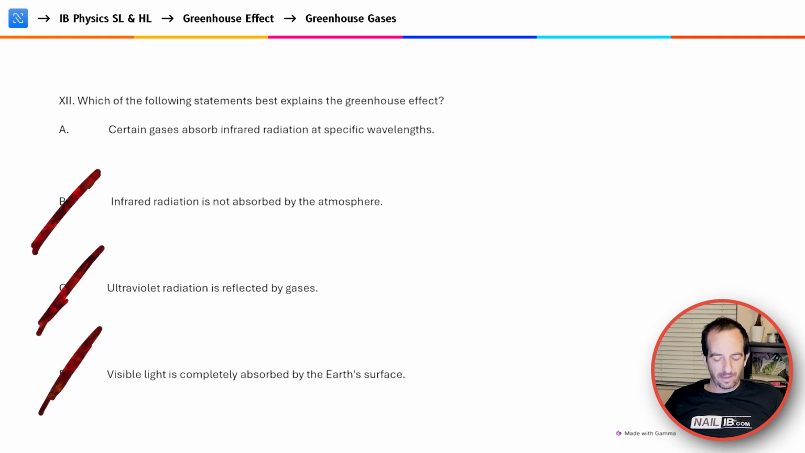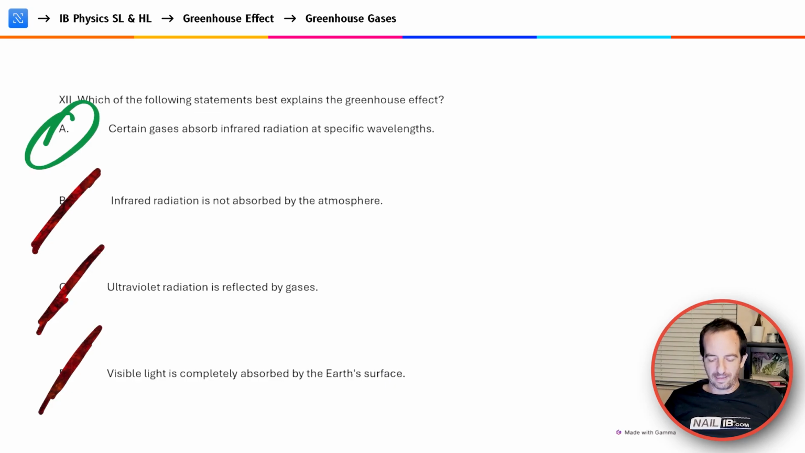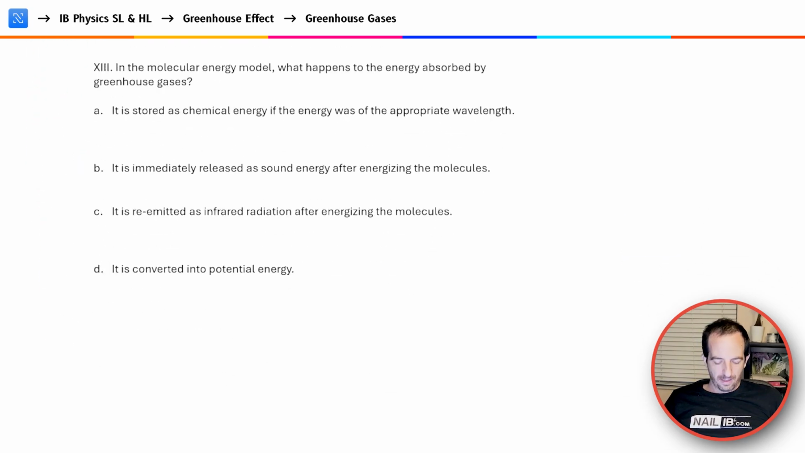Quite the opposite, right? The greenhouse effect refers to the fact that certain gases absorb infrared radiation at specific wavelengths. That's the resonance model. And as a result, those gases will gain energy, leading to emission of infrared radiation, some of which reaches the Earth, and that is our greenhouse effect.